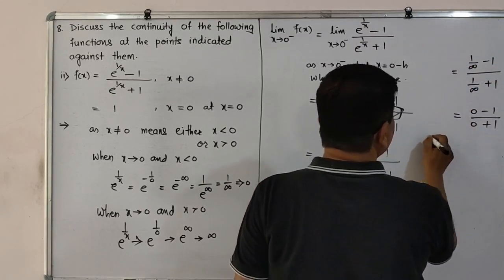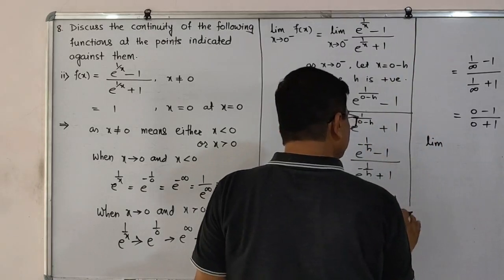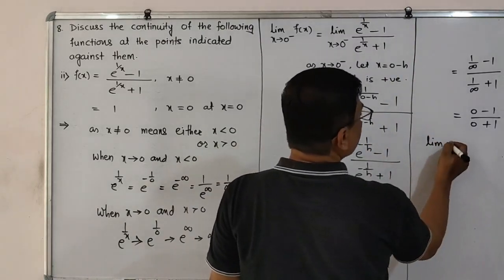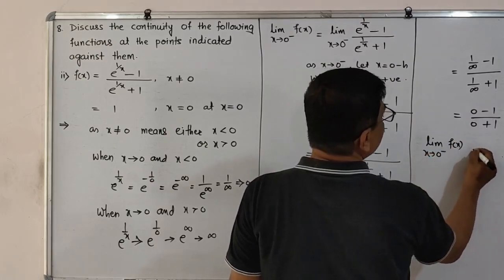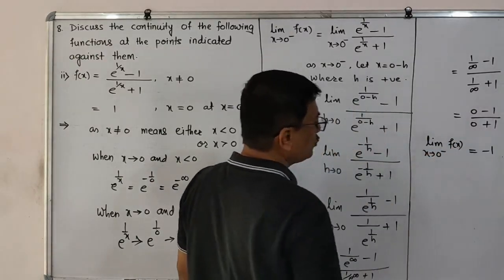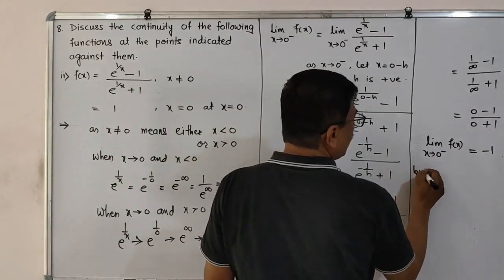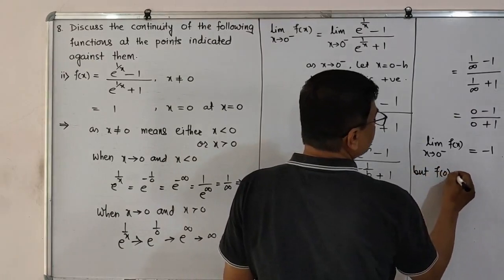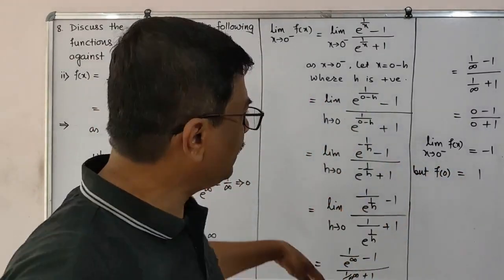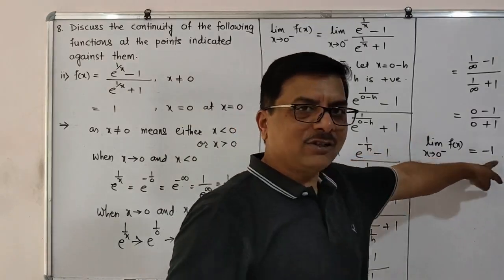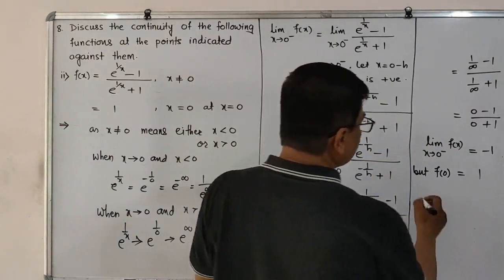Hence we can say that limit of f of x as x tends to 0 minus is nothing but equal to minus 1. But look at the function's value, f of 0 is given 1, means there is no need to find the right hand side limit again. Left hand side limit is minus 1 and the value of the function is 1, hence we can say that this function is discontinuous.